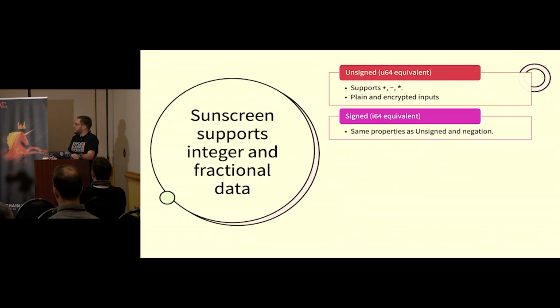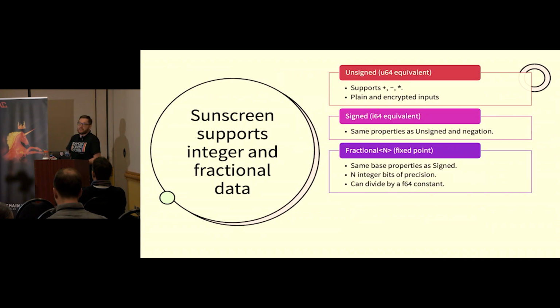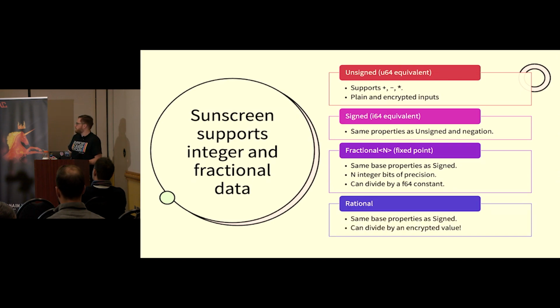We also have a signed type, which has all of the properties of the unsigned type, except you can also negate the value. We have a fractional type, which you can think of as fixed point, or more generally maybe floating point. It's not exactly floating point; fixed point is much closer. That has all the properties of signed. The N part in there is the number of bits of precision after the decimal point that you have. And then you can divide by an f64 constant. That is a plaintext number, so you can divide by, say, 5, but you can't divide by an encrypted 5 here.